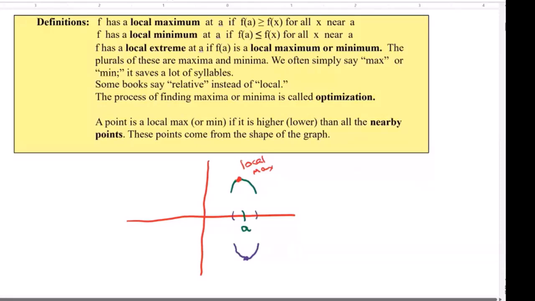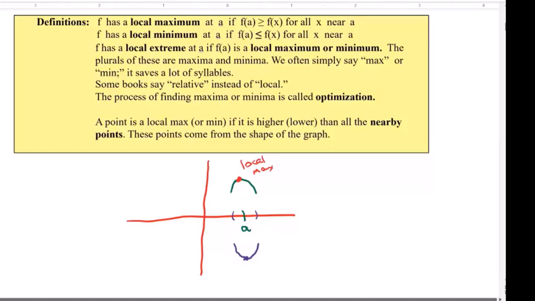f has a local extreme at a if f(a) is a local maximum or minimum. The plural of these are maxima and minima. We often say max or min. It saves a lot of syllables. Some books say relative instead of local. The process of finding maximum or minimum is called optimization. And that's what we're going to be working on today.